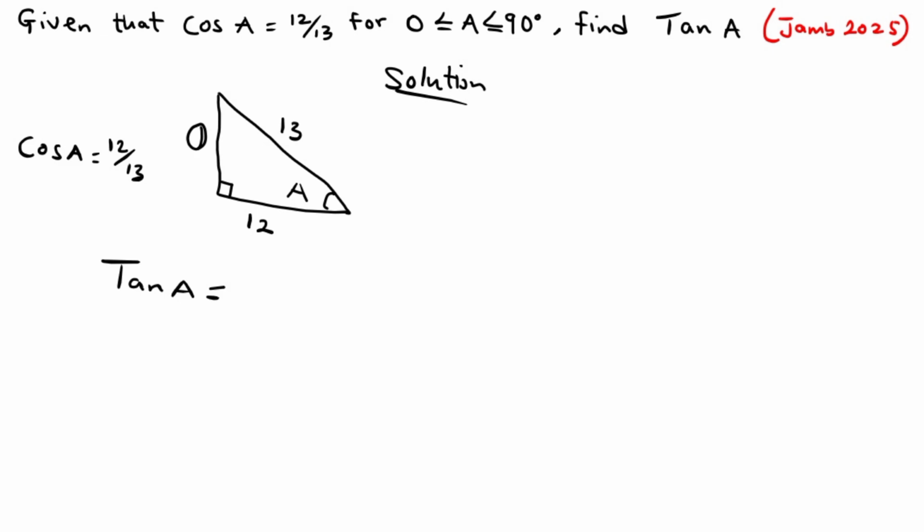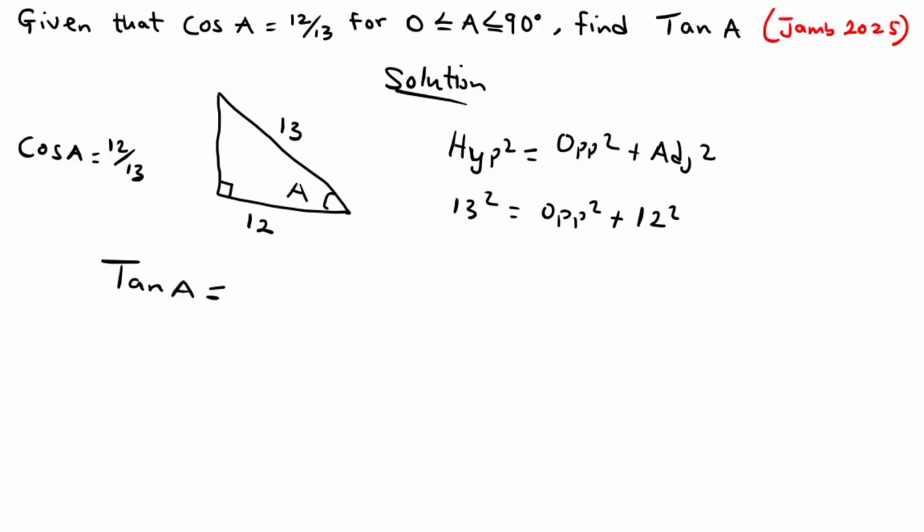So the Pythagoras theorem states that the hypotenuse squared is equal to opposite squared plus adjacent squared. So hypotenuse is 13, squared, equal to the opposite squared that we want to find, plus adjacent, which is 12 squared. So 13 squared is 169, equal to the opposite squared plus 12 squared, which is 144.